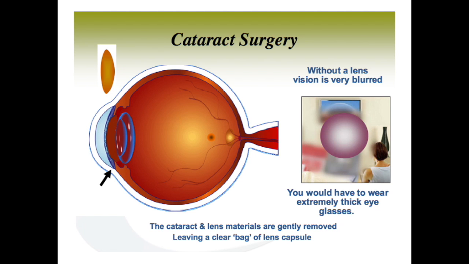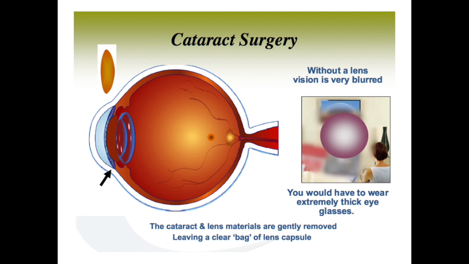So after the lens contents is removed, the patient is left with an empty capsular bag, and this of course has no power to it, and so the vision without very thick eyeglasses would be extremely blurry, because the natural lens is a very powerful lens.